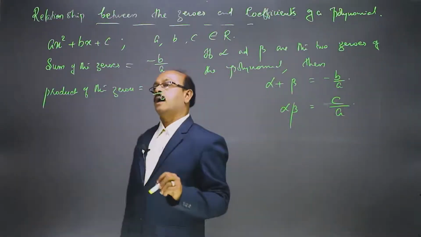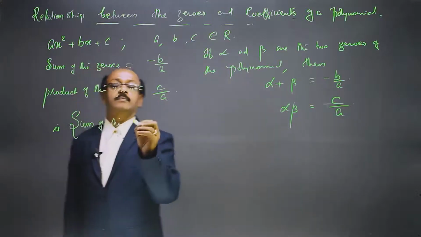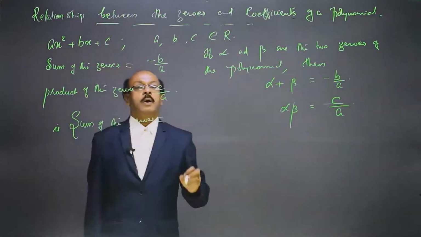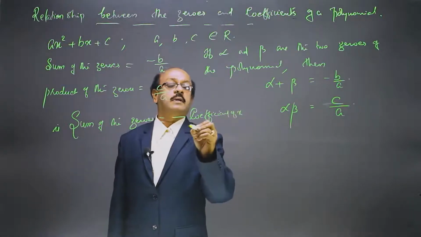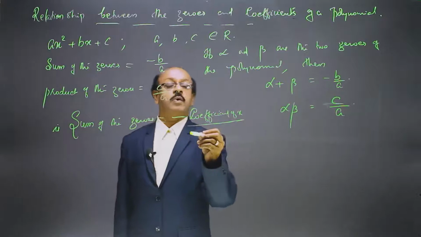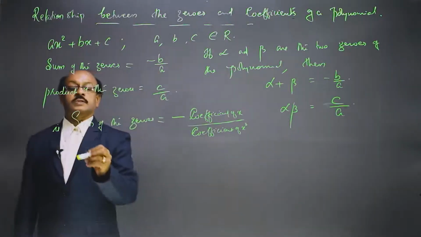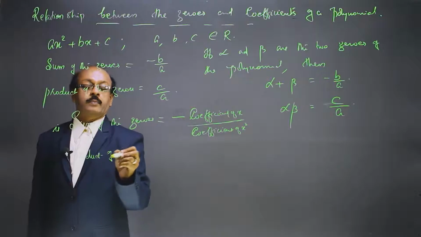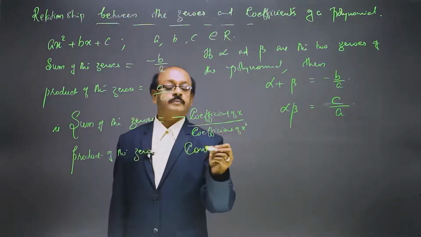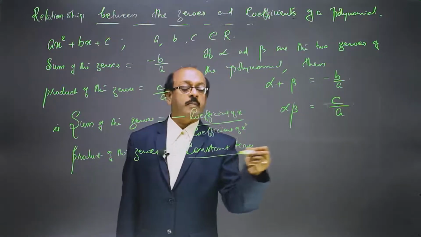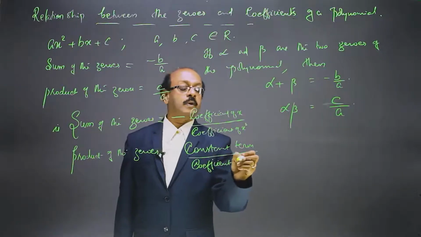In words we can write this as: sum of the zeros is equal to minus coefficient of x divided by a, coefficient of the term x square, and product of the zeros is equal to c by a, means constant term divided by a, coefficient of x square.